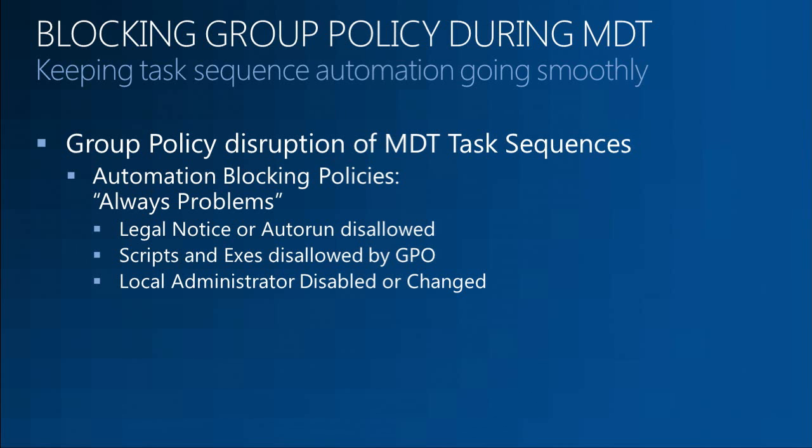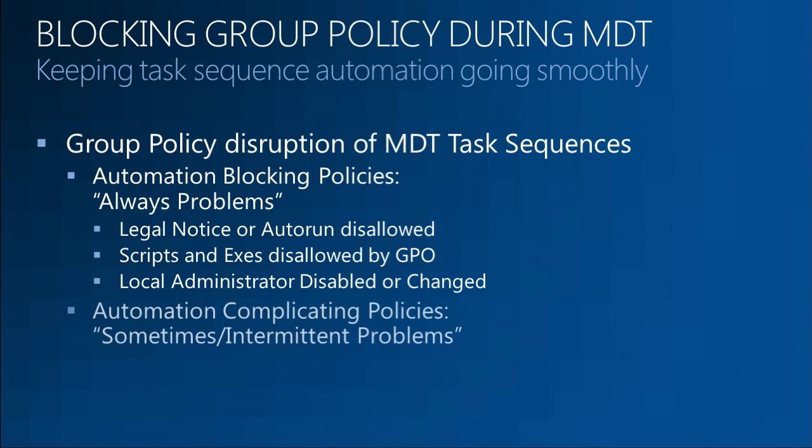And then there's another kind of problem that is not quite as bad, but it definitely complicates things because there are sometimes intermittent problems where it will stumble over it, and it might work sometimes and might not work others. So advertised software and software restrictions fall under that category, where they can cause you problems and potentially give you a build quality issue.